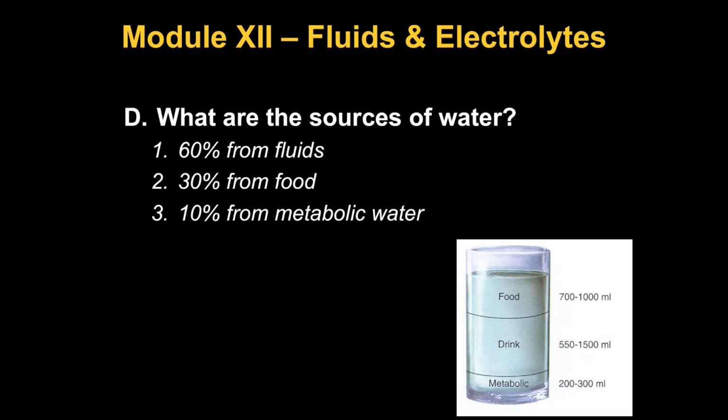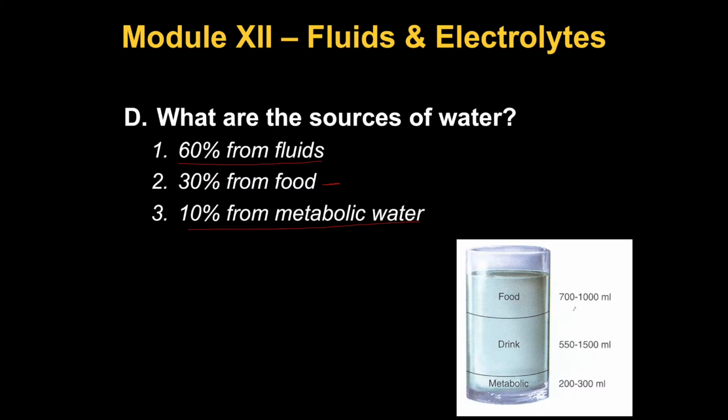What are the sources of water? Well, we get 60% of water from fluids. So if you're drinking any kind of fluid, you're going to get some fluid that way. About 30% is going to come from food, and this is really dependent upon how moist the food is. So something like a cookie is going to be much harder, so it has less moisture content and less fluid, versus something like pizza, which may have a little bit more moisture content. About 10% of fluid does come from metabolic water.